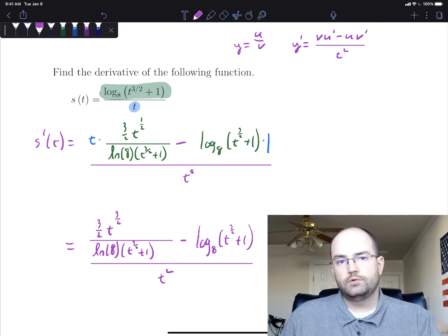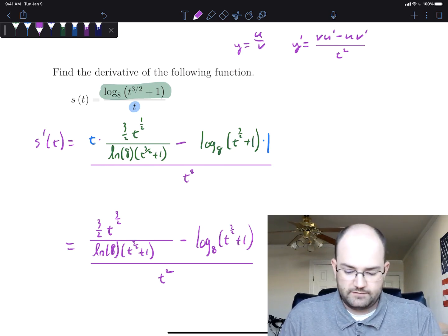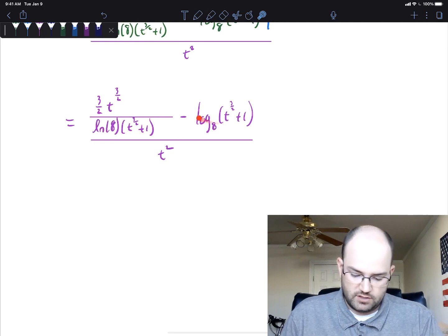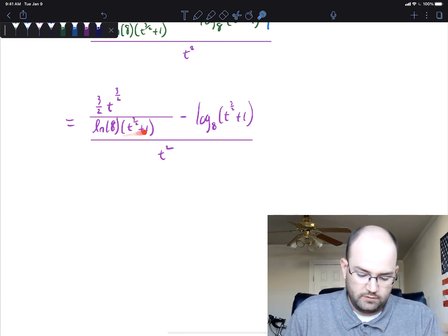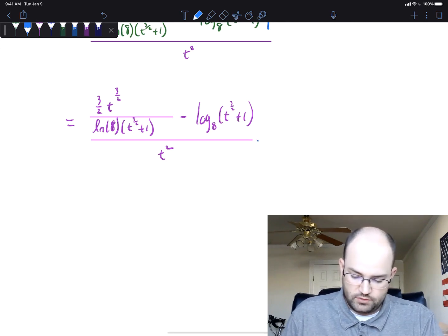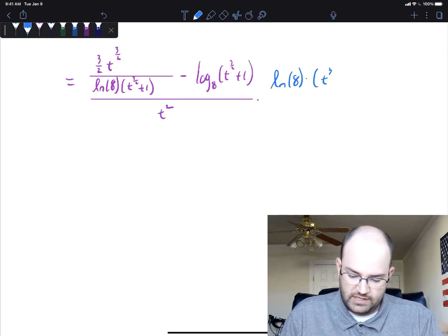Now, this is what we call a complex fraction, and we don't like complex fractions. To get rid of the complex fraction, we look at each term individually. Now we have a term here, we have a term here, and we have a term here. There's only one denominator for each of those terms, and that's all of this right here. So I'm going to say everything in here gets multiplied by that denominator. So I'm going to multiply both the numerator and denominator by the same thing, which is going to be the natural log of 8 times t to the 3/2 plus 1 in both numerator and denominator.